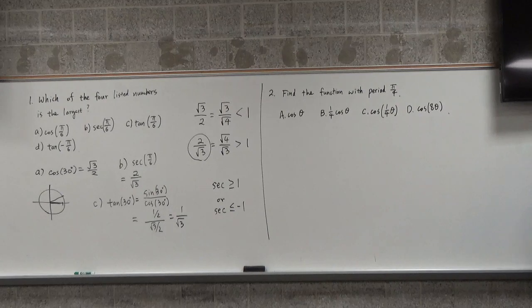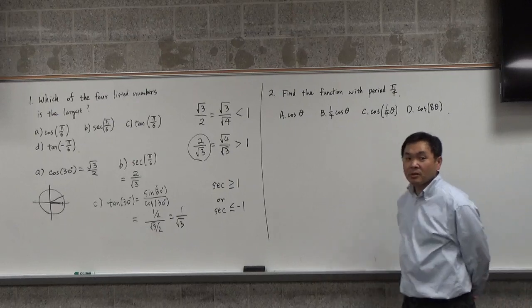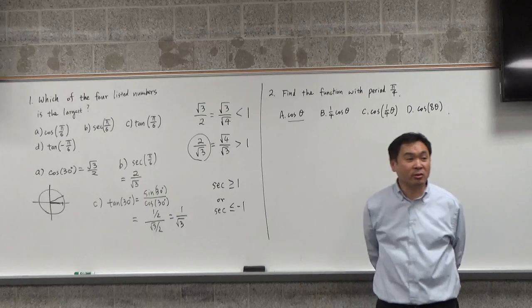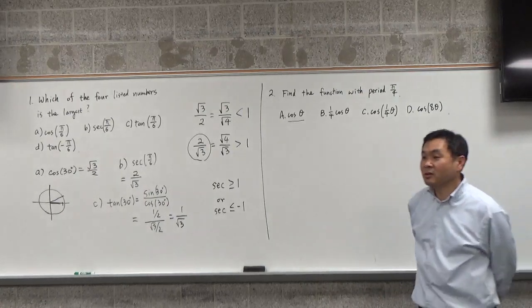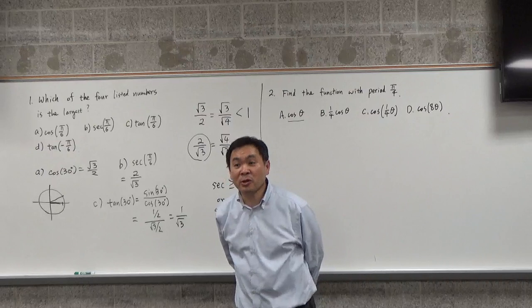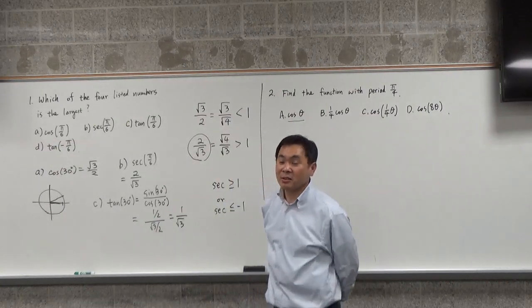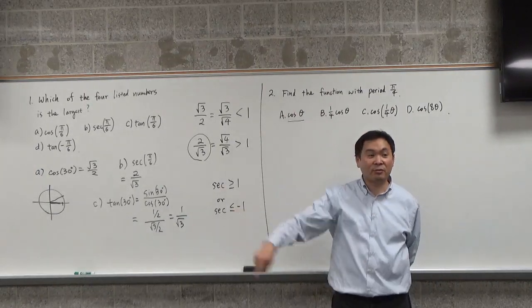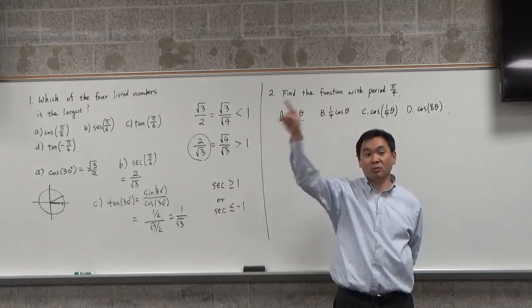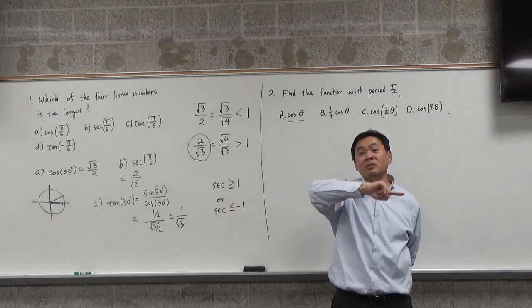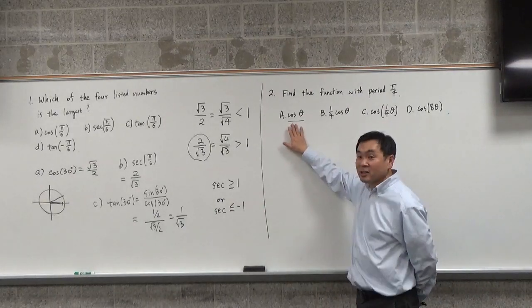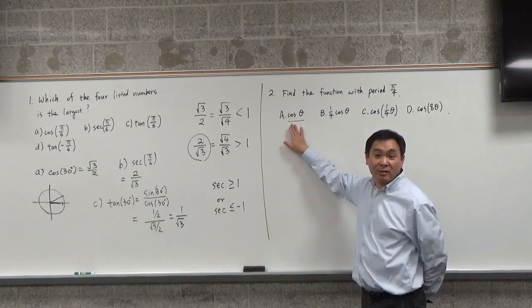Okay, second question. Find the function with period pi over 4. A few of these are easy. What is the period of cosine theta? Sines and cosines are what we know as periodic functions. Why is that? Because they are tied to the unit circle, and the values on the unit circle will repeat every 360, or in radians 2 pi. So 360 degrees is 2 pi, right? So I know that cosine would have a period of 2 pi.